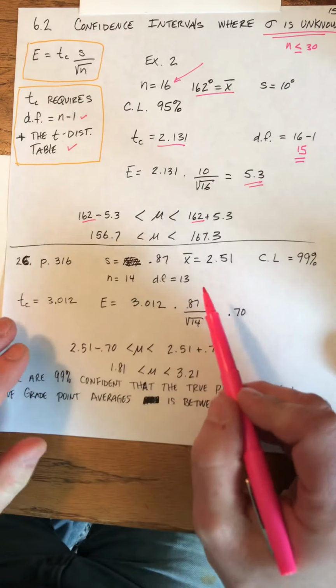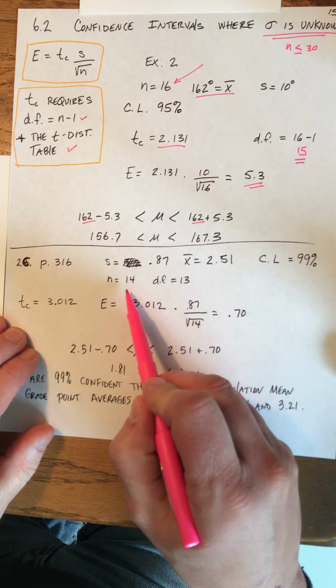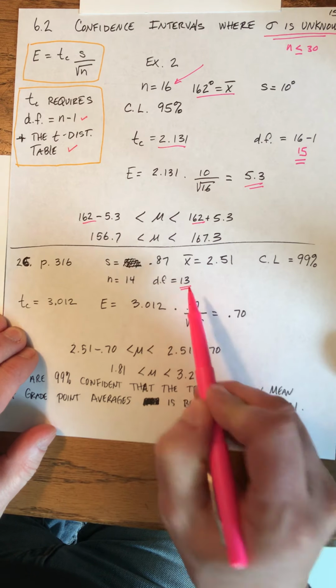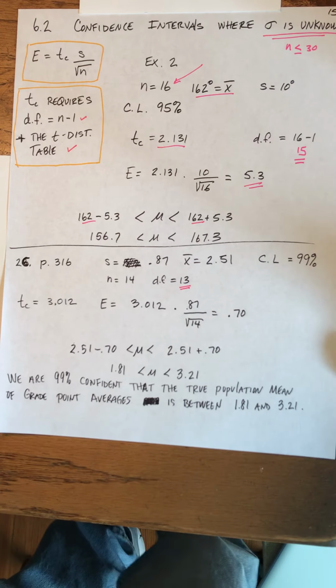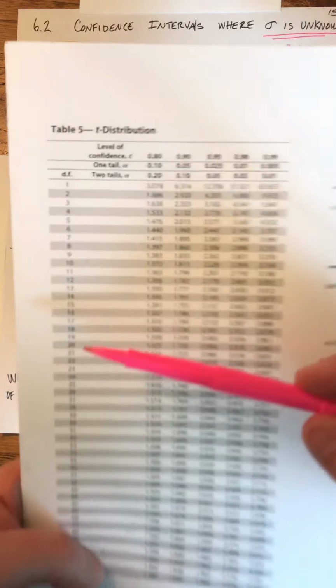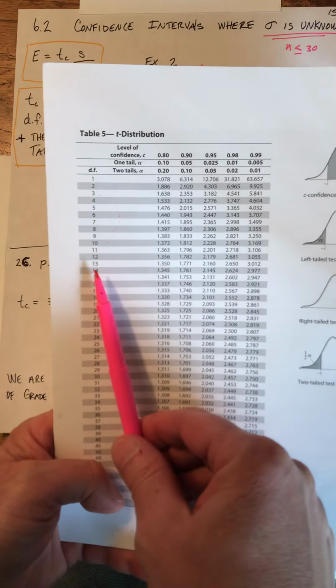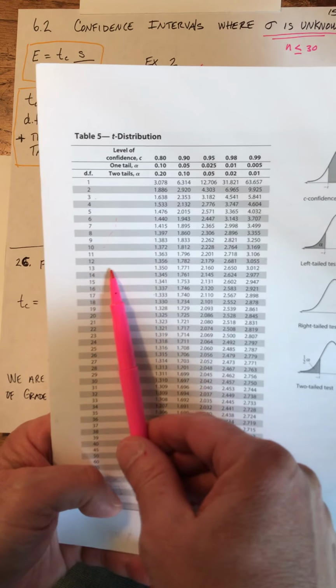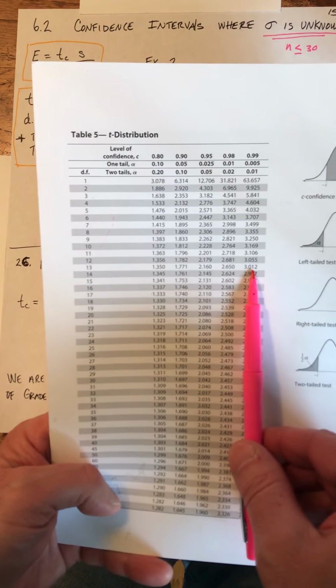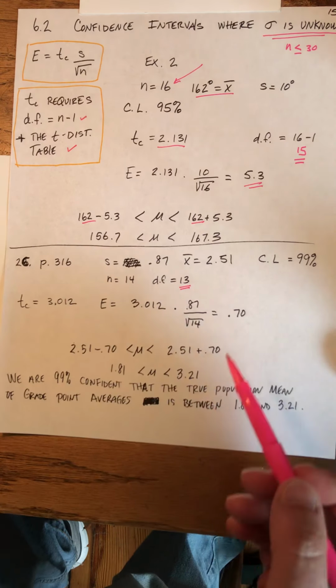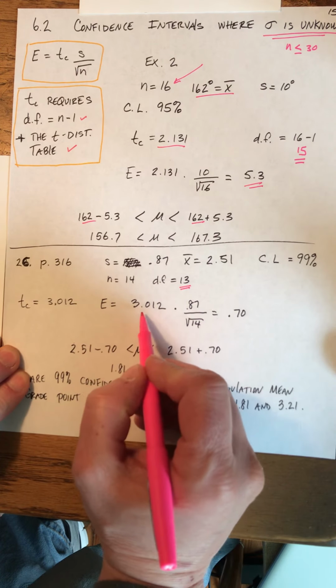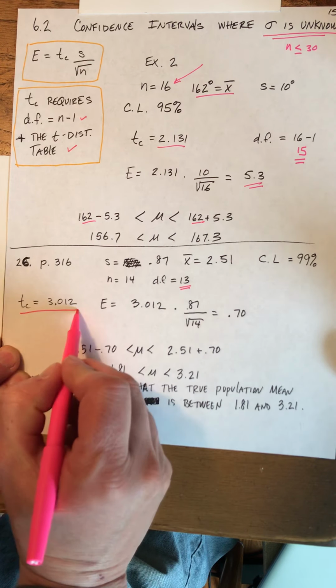So we have this so far. We know that n is 14, so our degrees of freedom are going to be 13. There's a whole reason behind that, but let's not worry about that for now. So let's go down to 13 in our chart. I don't know if it's too blurry. They want to be 99% sure, so I go over and I get 3.012. That's what I got for my t-score.